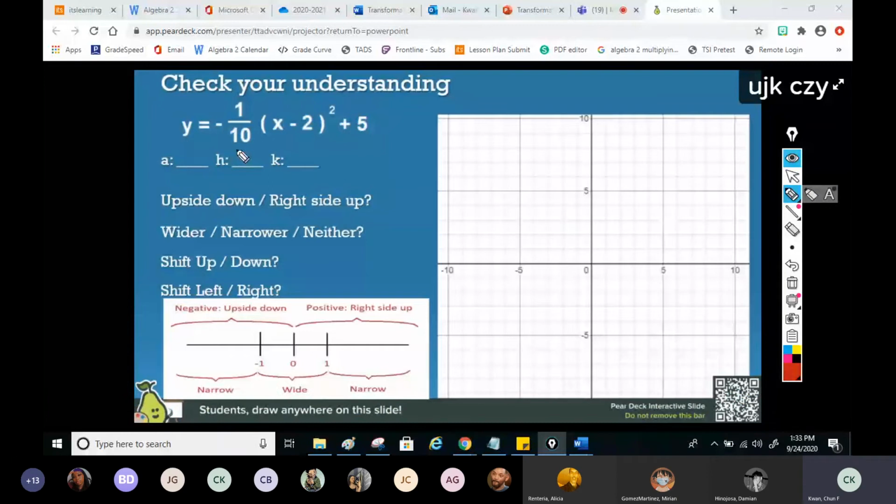Tell me what's A, what's H, what's K, and tell me the transformation. And can you write the amount of units that is shifted? Mark it on the number line. Mark the letter A, whatever number that is, on the number line, and then also go ahead and sketch your graph.